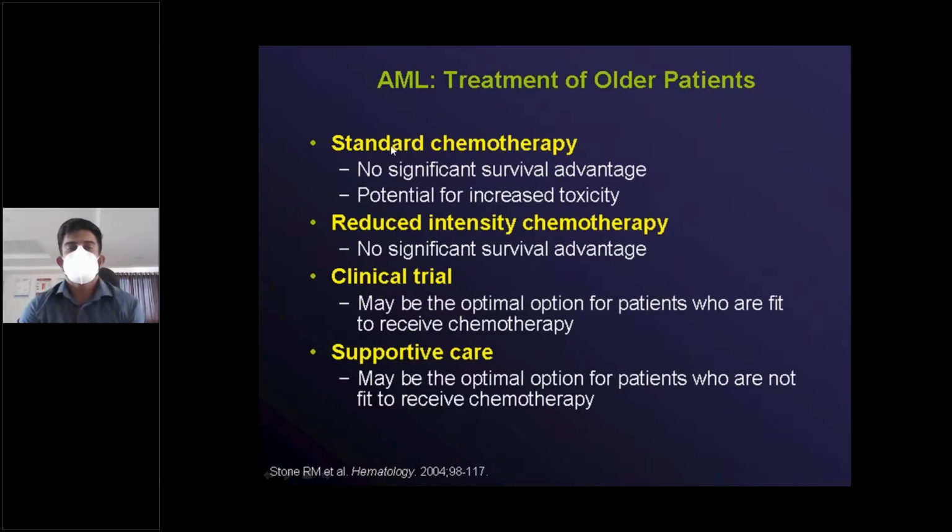So what about the treatment of older patients? What do you give? The standard chemotherapy has no significant survival advantage. There's potential for increased toxicity. Reduced intensity chemotherapy also has no significant survival advantage. So a clinical trial of using a drug to make the patient go into complete remission may be optimal for patients who are fit to receive chemotherapy. For the ones who are unfit to receive chemotherapy, you can give supportive care.